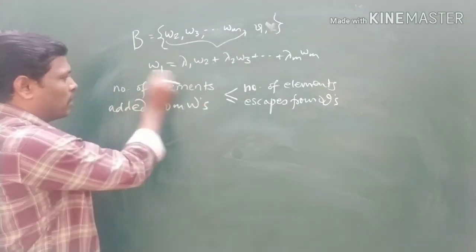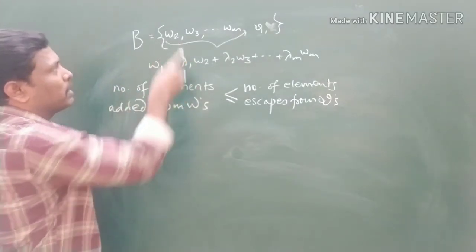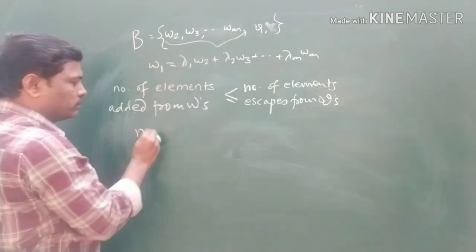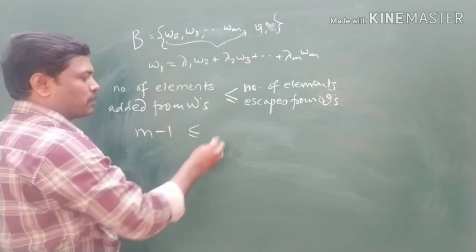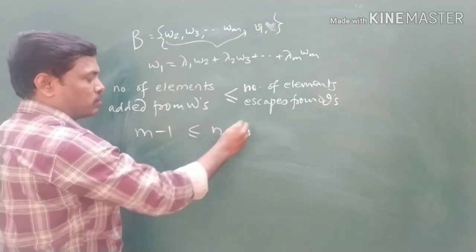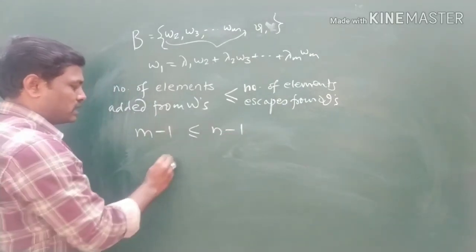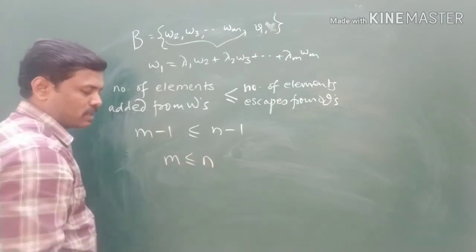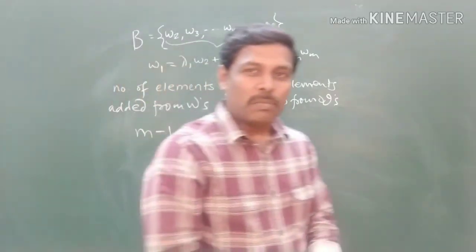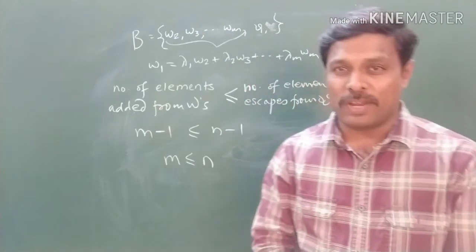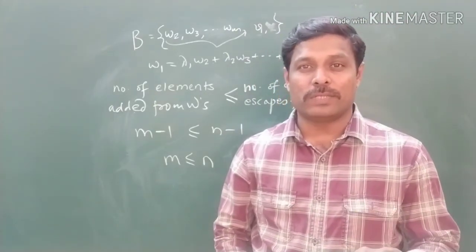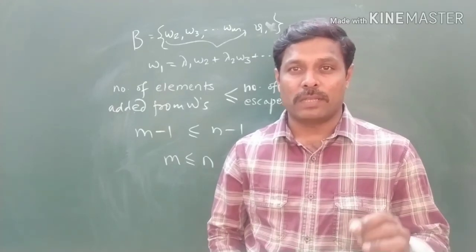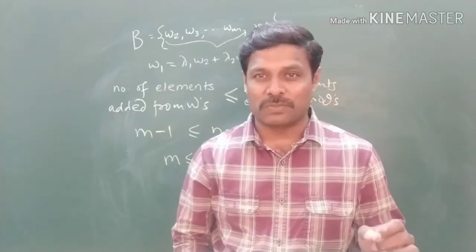So the number of elements added from the W's, m minus 1, is less than or equal to the number of elements escaped from the V's, which is n minus 1. So the minus 1 gets cancelled, and you will get this result, and we have proved that the number of linearly independent vectors is always less than or equal to the number of elements in the basis set of vector space V.